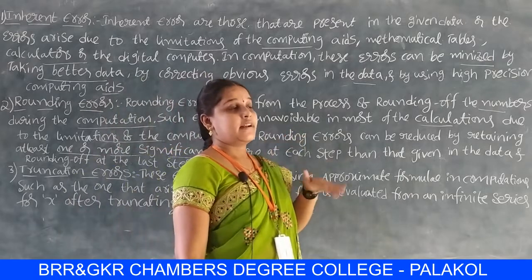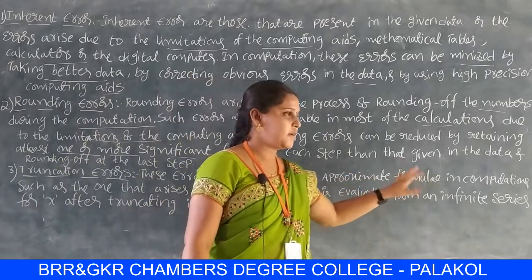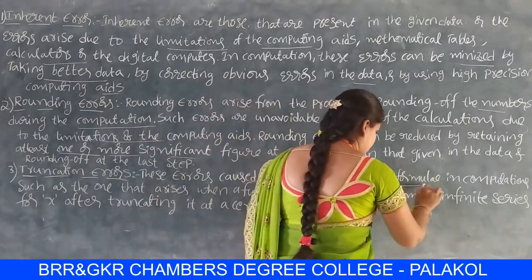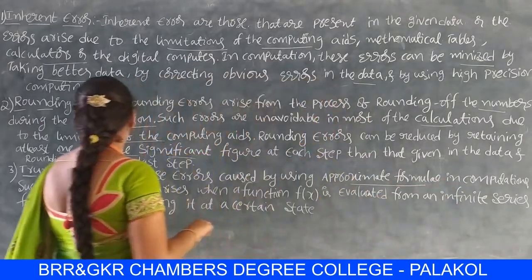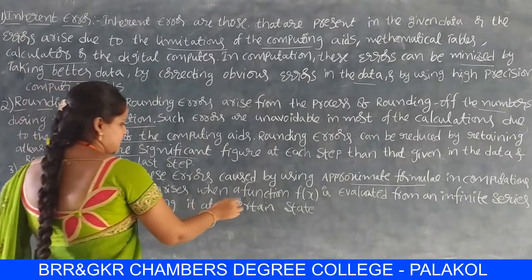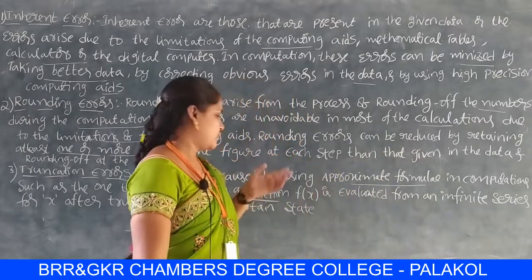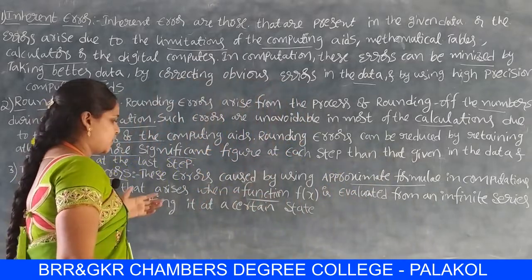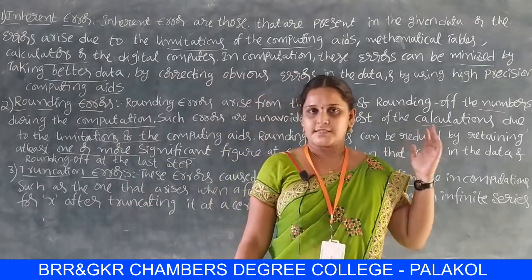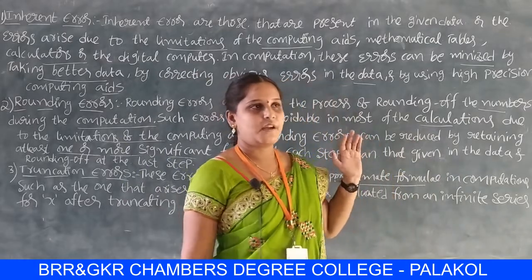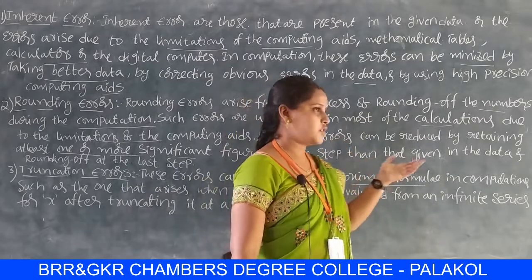And the last one is truncating error. These errors are caused by using an approximate formula. Truncating error is known as an approximate formula in computations, such as the one that arises when the function f of x is evaluated from an infinite series after truncating at a certain stage. So, truncating error is known from an infinite series, which gives approximate values or an approximate formula.